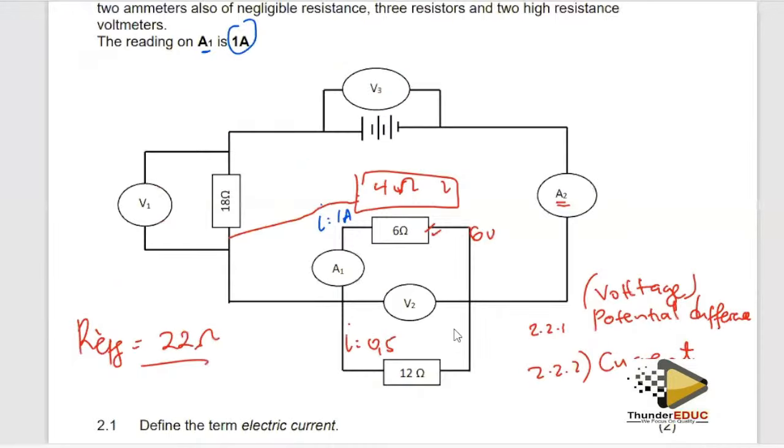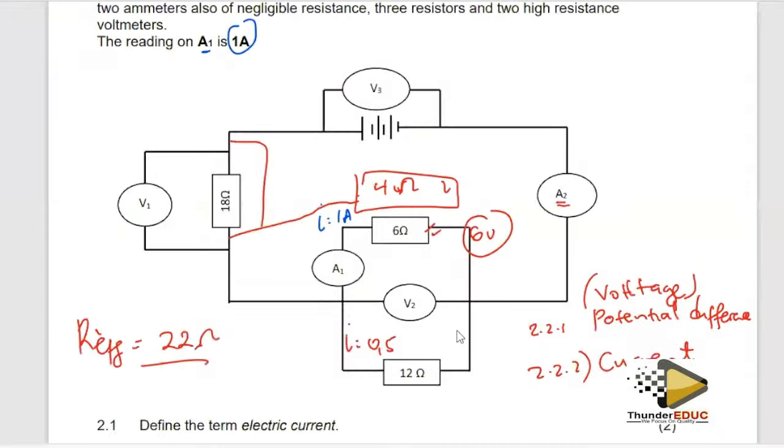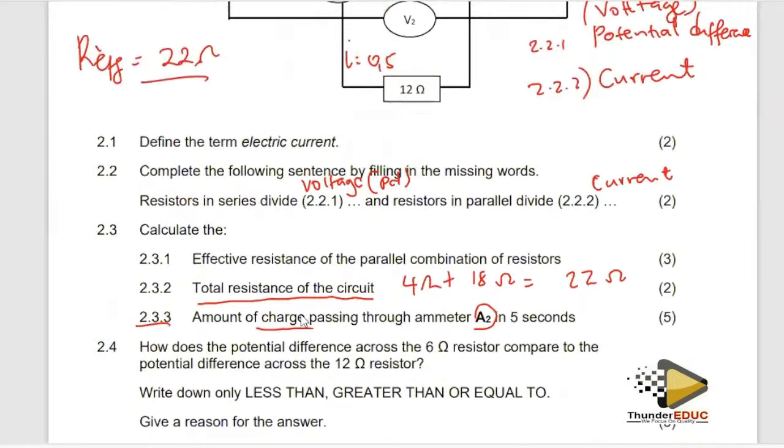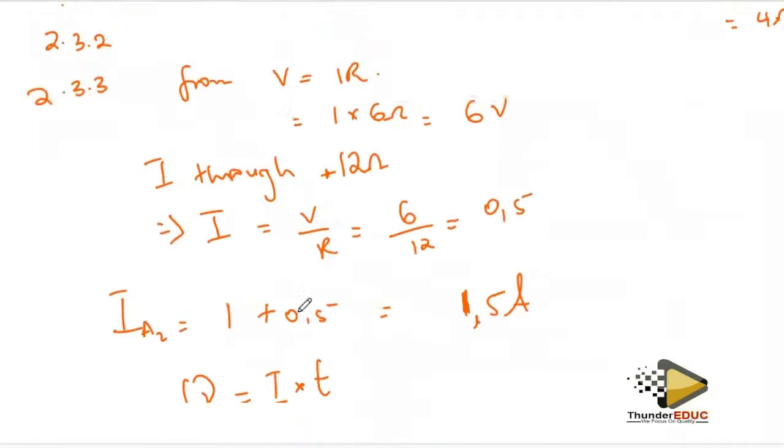Okay, so this 6 volts is just across this parallel combination, which is different from the voltage across the 18 ohms, since there is a series combination afterwards. We haven't answered the question. The question is asking for the amount of charge. From our formula sheet, we know that charge is obtained by getting the current times the time. Our current is 1.5 and the time is 5 seconds. So 1.5 times 5, I'm ending up with 7.5 coulombs. So that's how one would have claimed the 5 marks.